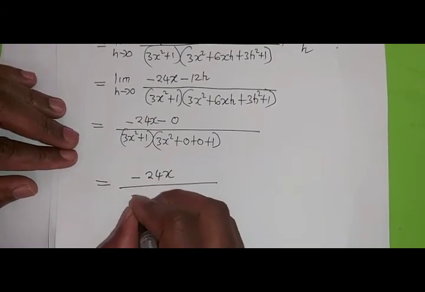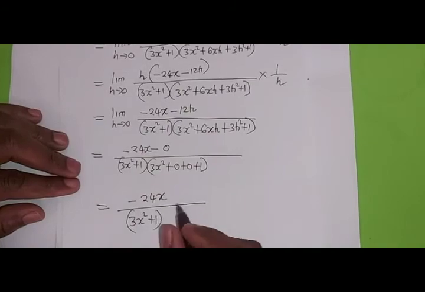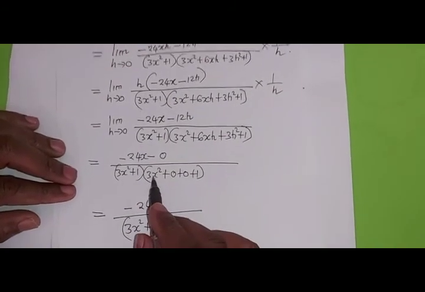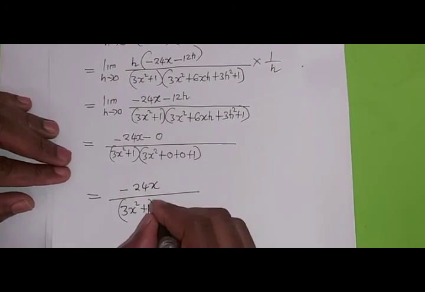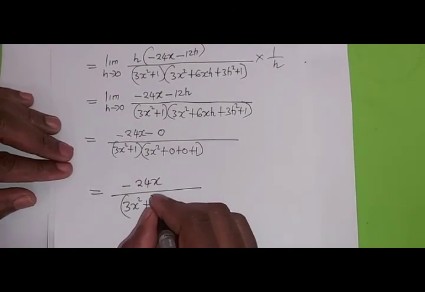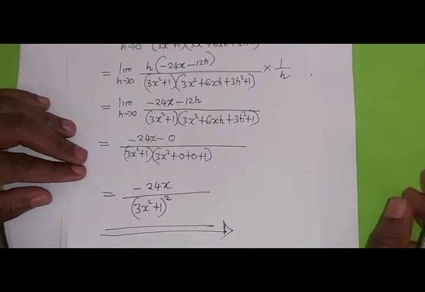So the final answer becomes minus 24x all over 3x squared plus 1. This becomes again 3x squared plus 1, so it's like 3x squared plus 1, everything squared. So this becomes the final answer.